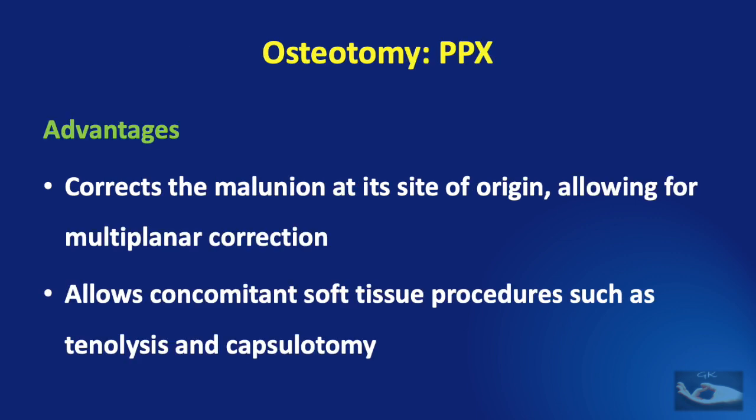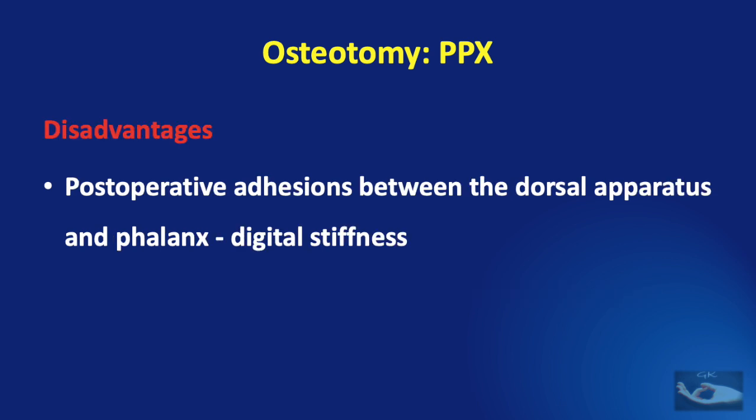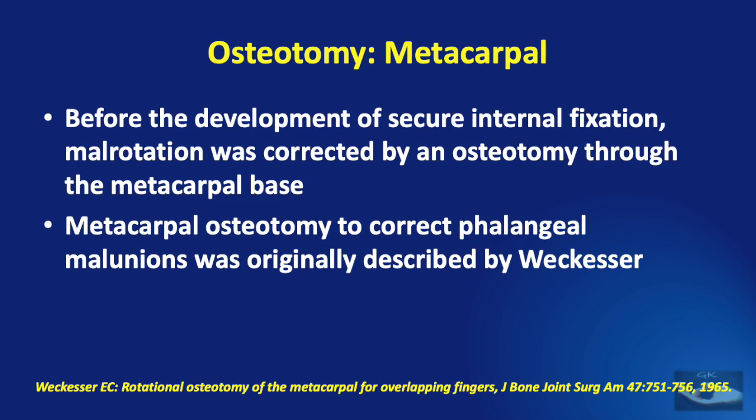When the osteotomy is done at the proximal phalanx level, it corrects the malunion at its site of origin, allowing for multiplanar correction. It also allows concomitant soft tissue procedures such as tenolysis and capsulotomy. But the potential disadvantage is that postoperative adhesions may develop between the dorsal apparatus and the phalanx, leading to digital stiffness. Before the development of secure internal fixation, malrotation was corrected by an osteotomy through the metacarpal base, and metacarpal osteotomy was described by Flexor.